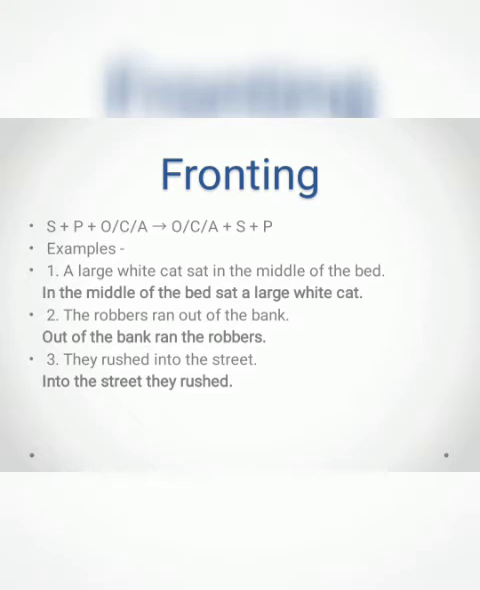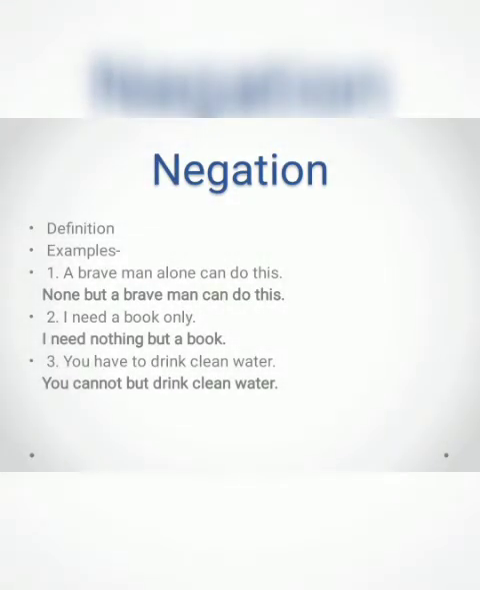The robbers ran out of the bank. It becomes, out of the bank ran the robbers. Now third example, they rushed into the street. It becomes, into the street they rushed. So fronting is explained. Now on the next slide, we will see negation.